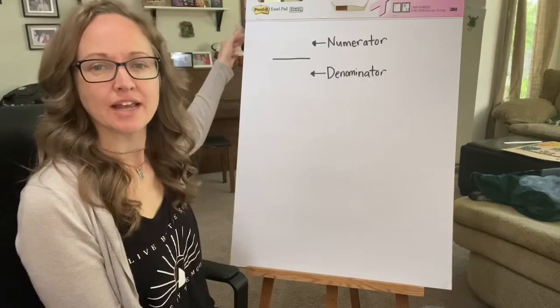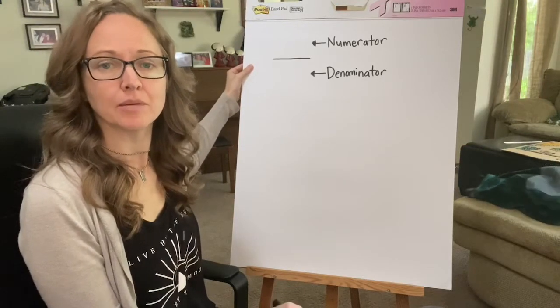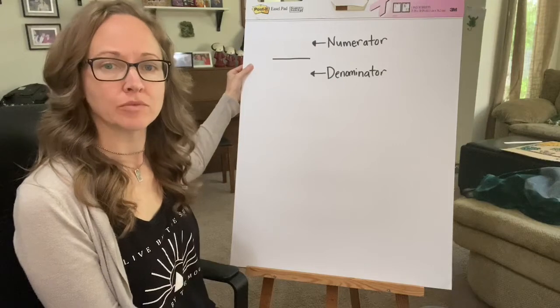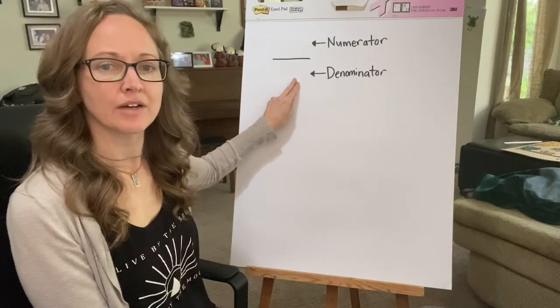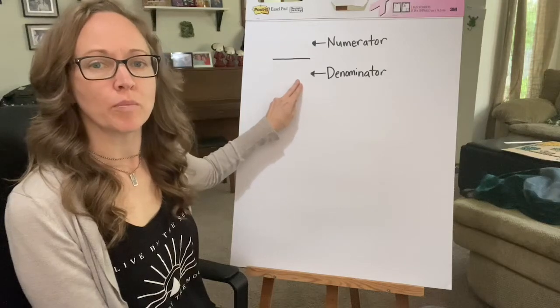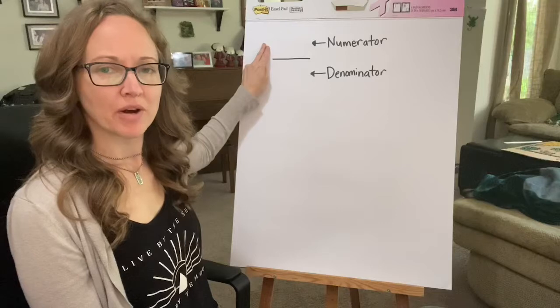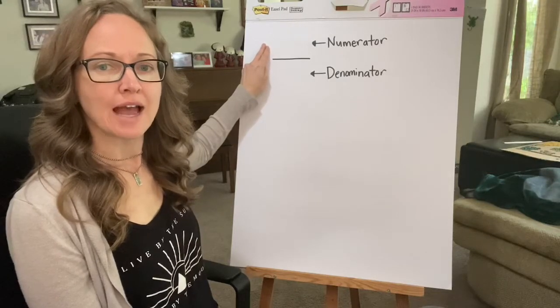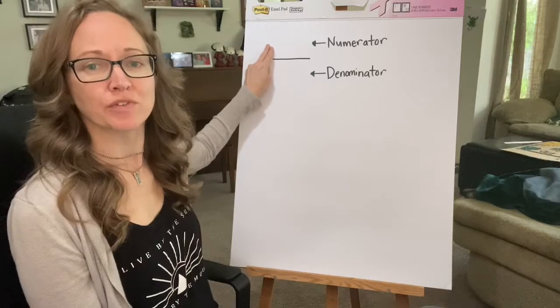A fraction has a numerator and a denominator, and they both play an important role in reading and writing fractions. The bottom part of the fraction is the denominator, and that tells how many equal parts there are in the whole. And the numerator, which is the top part of the fraction, communicates how many pieces of that whole the fraction is referring to.